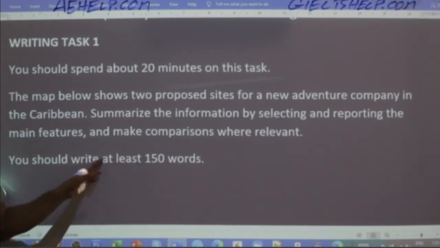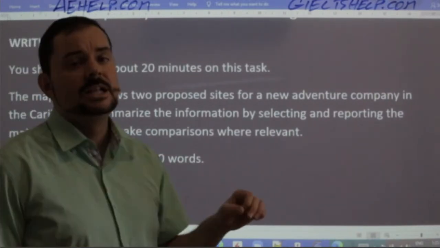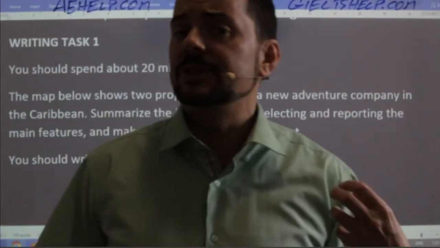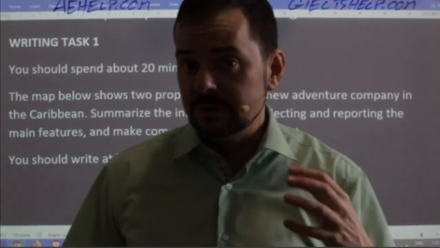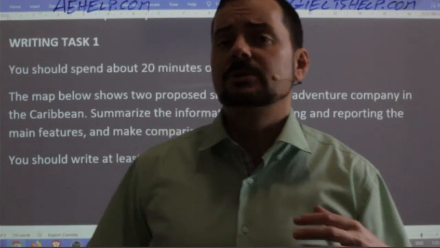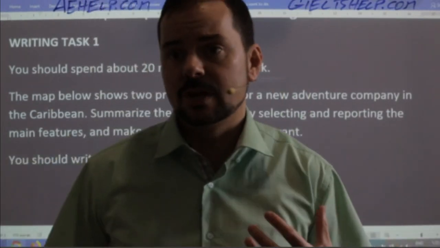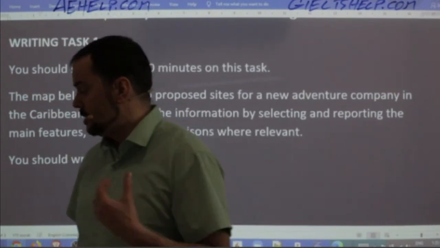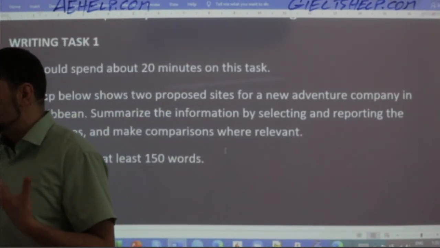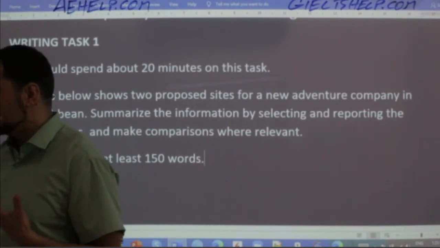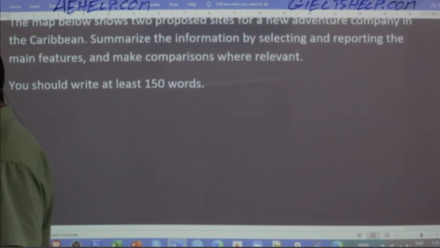This at least 150 words for the IELTS means that to get a full task completion mark, it's one of the criteria is task completion. Okay. Task completion means, does it contain enough information, have enough words? Okay. And the other part of task completion is, do you actually answer the question? So do you actually do what the task is asking you? Okay. So keep this in mind.